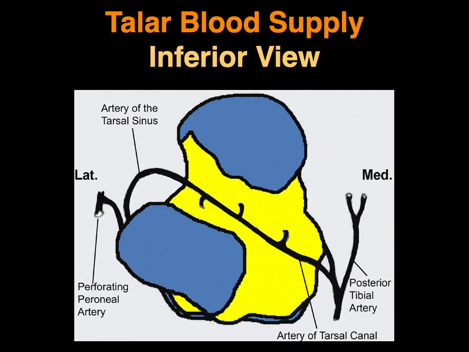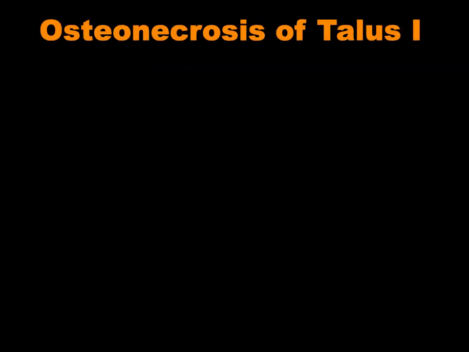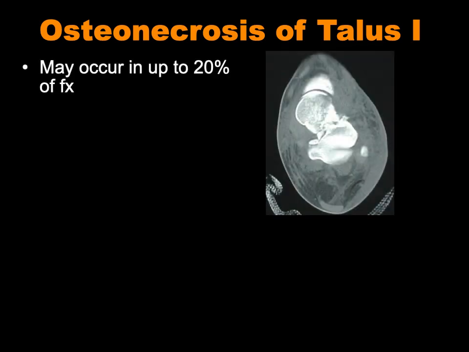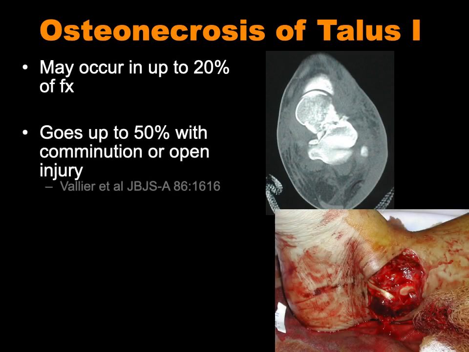Finally, we'll look at the inferior view of the talus, and here you can see that artery of the tarsal sinus as well as the artery of the tarsal canal joining to form that inferior portion of the anastomotic ring. Osteonecrosis of the talus can be a very serious complication associated with talar neck fractures, and this has been found to occur in up to 20% of talar neck fractures. This rate goes up to 50% with large amounts of comminution or in open injuries.